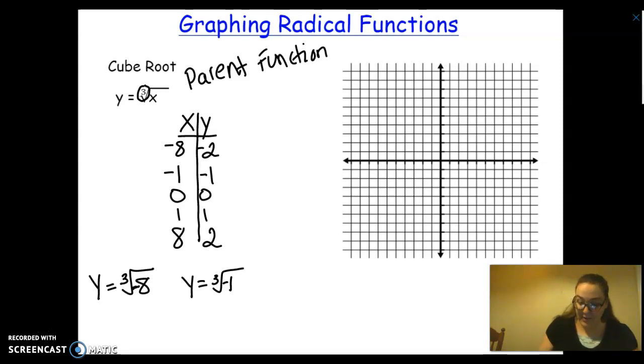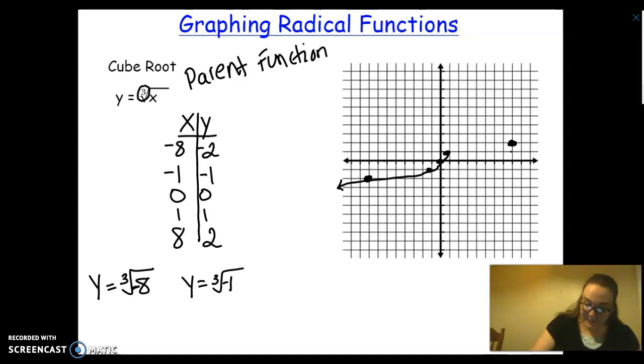So when I go to graph this, I'm going to go to -8 for the x and down to -2 for the y. -1 for x, -1 for y. 0, 0, 1, 1, and 8, 2 for the last point. Now this looks kind of funny, but this is the way a cube root graph will look.